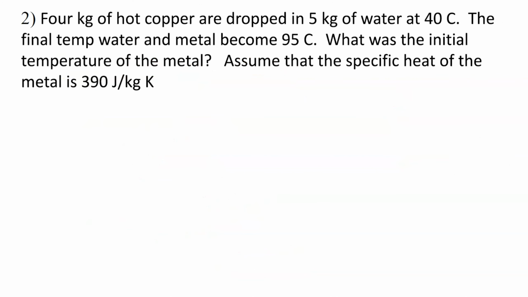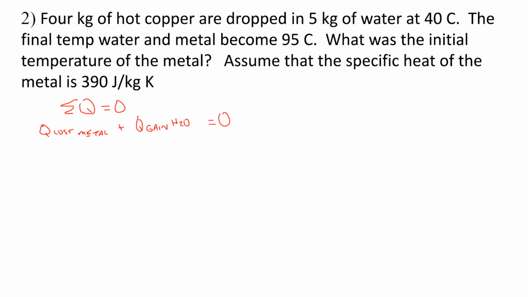Here's 4 kilograms of hot copper. We're going to drop it into 5 kilograms of water. And we'd like to know the initial temperature of the metal. So the place I'm going to start this would be the sum of the heat equals 0. I'm going to have the heat that is lost by the metal, and when I add that to the heat that is gained by the water, it's going to be 0. I do not get any free heat. I don't lose anything. It's all right there.